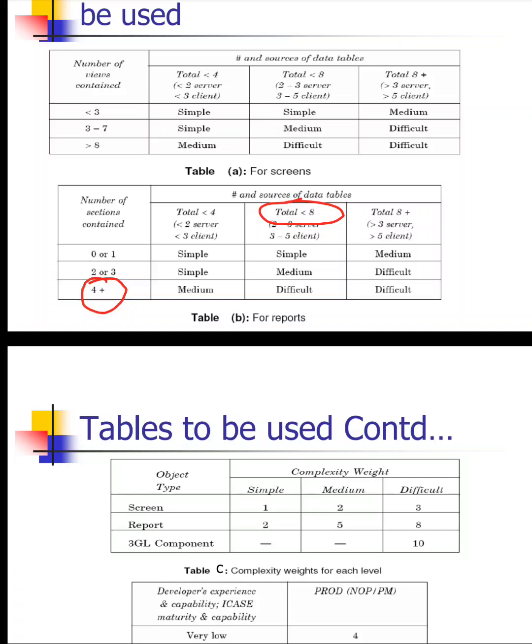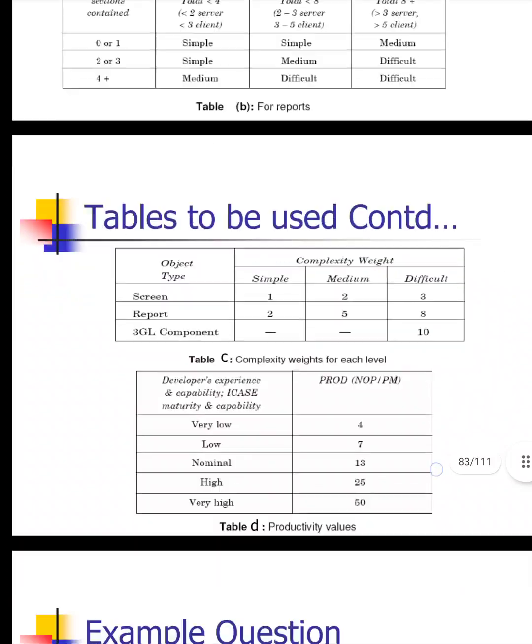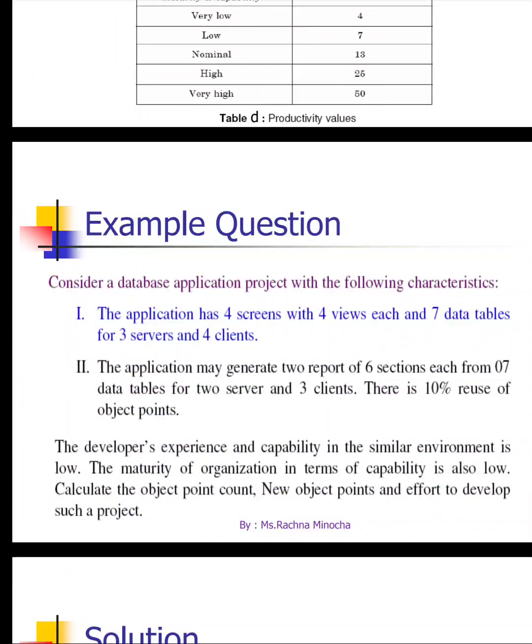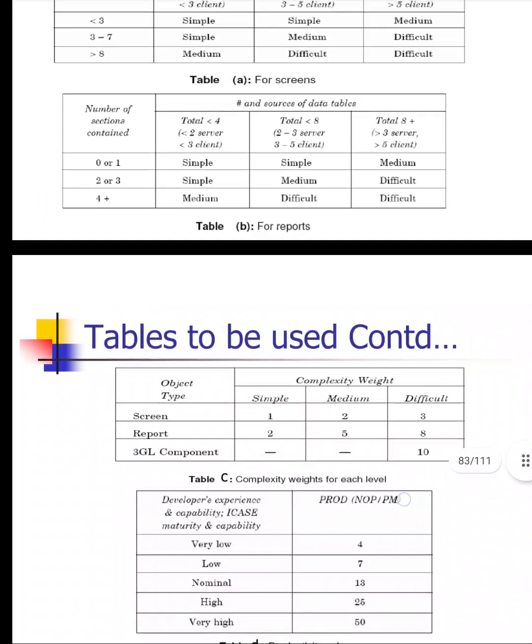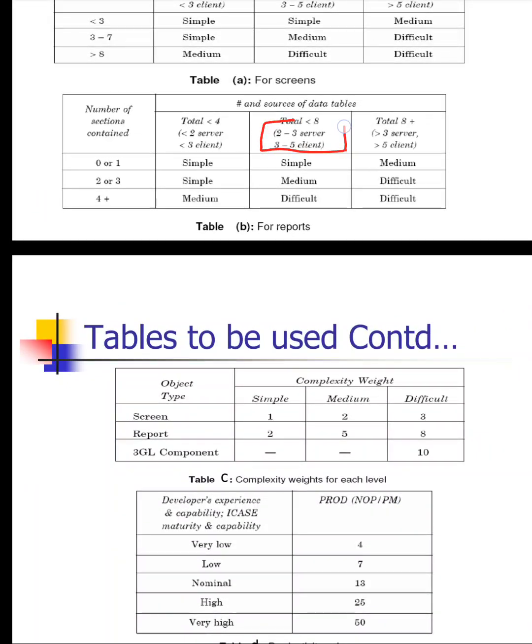Let's see. Two servers and 3 clients. So 2 to 3 servers and 3 to 5 clients, and total less than 8. So this is second column and third row. So this becomes difficult. I hope this is clear.